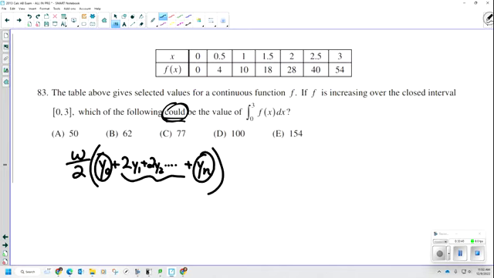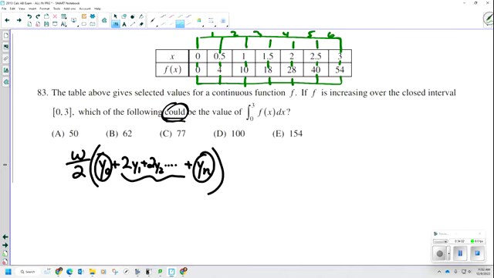The width is going to be 0.5 for all of these, which makes it nice. Okay, the width is 0.5. We got 1, 2, 3, 4, 5, 6 sub-intervals, which will be trapezoids. And my width is 0.5. So I take my 0.5 and put that over 2, okay? And I start adding all my y values.